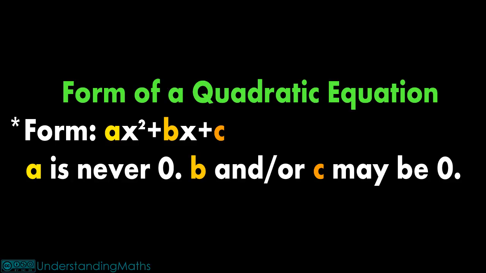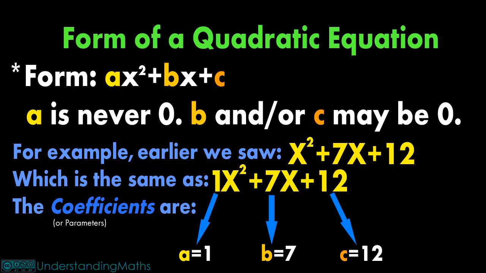For example, earlier we had x squared plus 7x plus 12. Having x squared is the same as having 1x squared, so we'll just put a 1 in front. We can thus deduce the coefficients or parameters by looking at this equation in the form of a quadratic equation. A is 1, b is 7, and c is 12 in this equation.